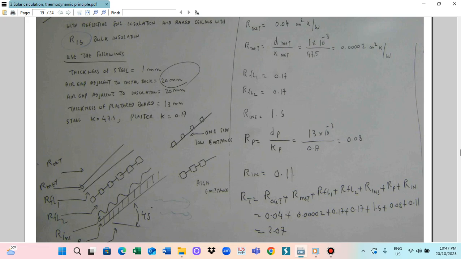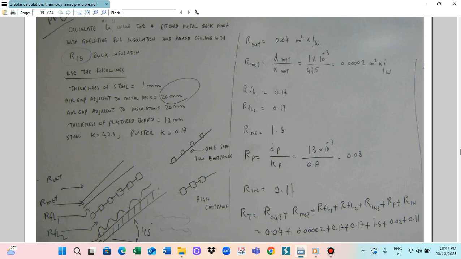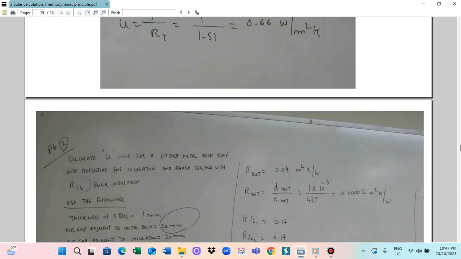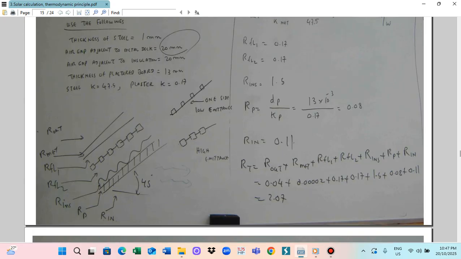Firstly, we have to calculate. This is a brick structure on the outside, a brick structure of 110 millimeter, an air gap of 20 millimeter, and this is the reflective paint. The reflective paint, and this is the 100 millimeter gap, and the plaster, and then the inside air. So this is the structure of the wall.